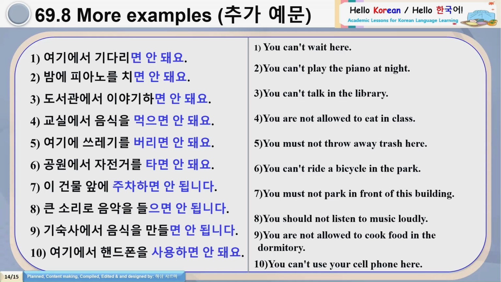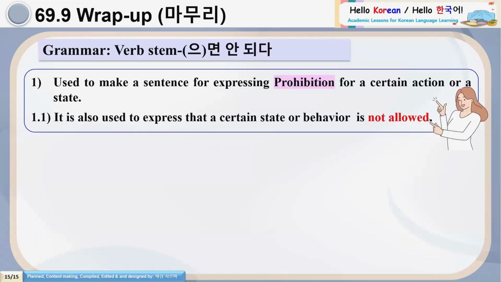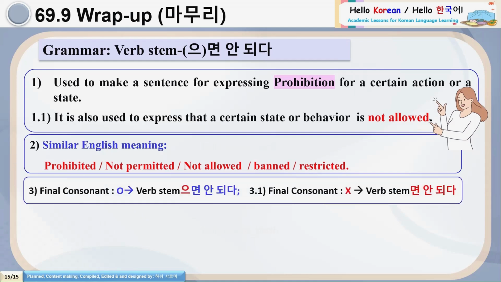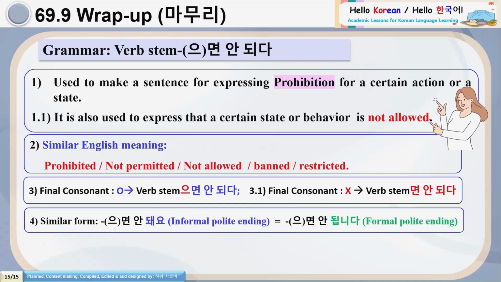네. So now it's time to do the wrap up of this lesson. Grammar eu-myeon and dweda is used to make a sentence for expressing prohibition toward a certain action or state. See 1.1. It is also used to express that a certain action or behavior is not allowed. Number 2, similar English meaning: prohibited, not permitted, not allowed, banned or restricted. Conjugation rule: if there is a final consonant, add eu-myeon and dweda. 3.1, if there is no final consonant, it will be myeon and dweda. Number 4, similar forms: informal polite ending eu-myeon and dweo is equal to eu-myeon and dwem-nida, the formal polite ending.